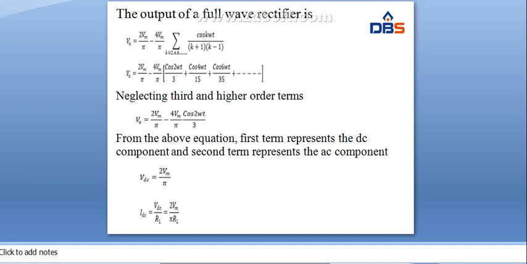From this equation, the first term, 2 Vm by pi, represents the DC component, and the second term represents the AC component. So the rectified output V naught contains both DC and AC components. Here VDC is 2 Vm by pi, and from this we can calculate IDC. IDC is VDC by RL, that is, 2 Vm by pi RL.